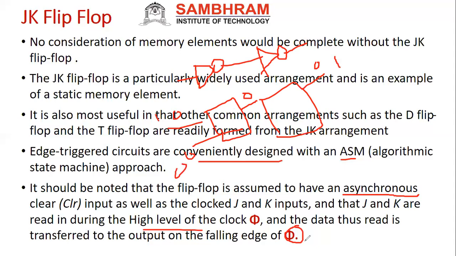That is why the falling edge of the phi actually. So the data J and K will be read during the high level of clock phi and the falling edge of the phi. So I can say simply, during this edge, the JK value will be read. During this edge, the slave will give the output as Q. This is what your JK flip-flop is.